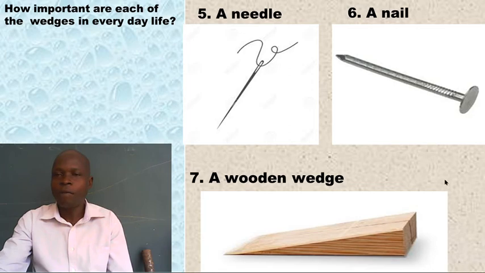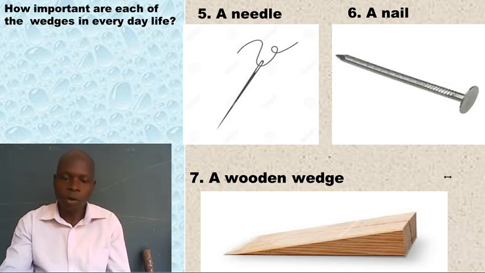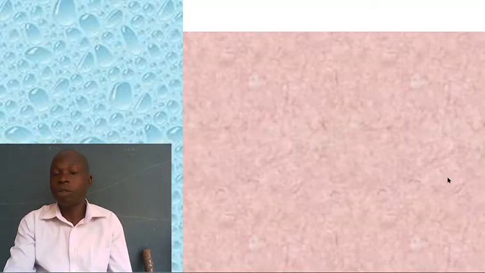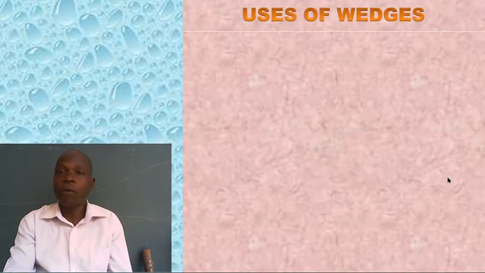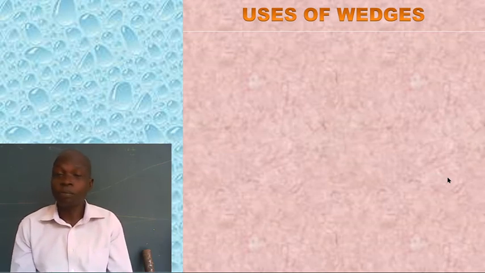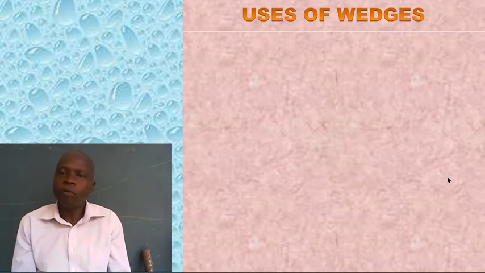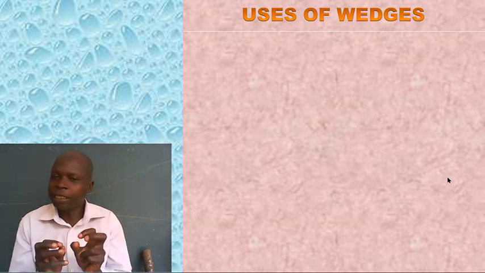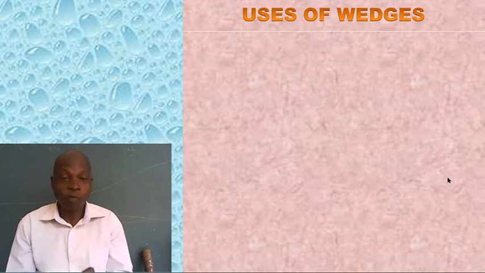You remember things like an arrow, you talked about a spear, of which I've not even put them here. But all those are examples of what? All those are examples of a wedge. Now, if somebody asks you the uses of a wedge, children, what you do is simple. Just put in mind examples of wedges, then you get the use from there.